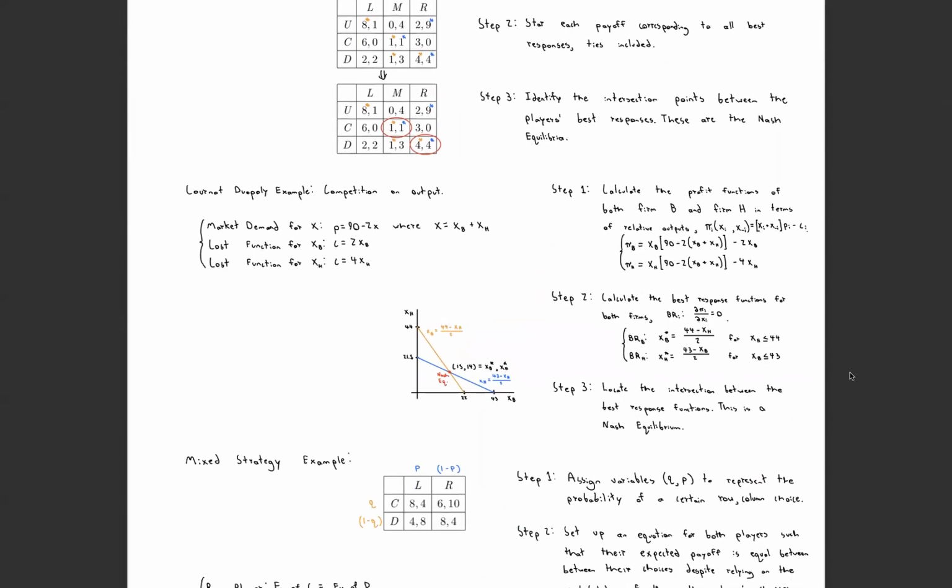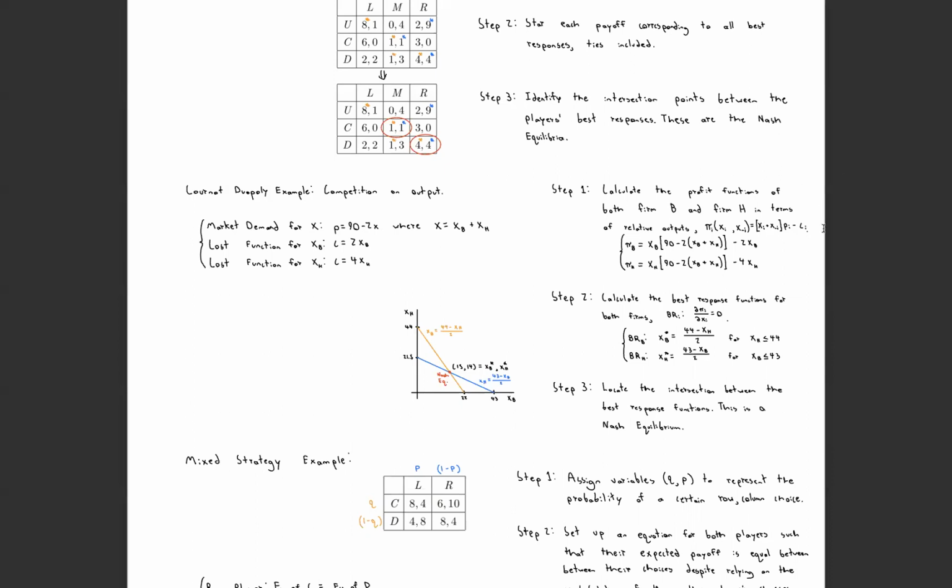Cournot duopoly. So I've got an example of this here, as well as the steps that I would apply to walk through it. So let's say we're given this problem, we get a market demand for X, P equals 90 minus 2X, where we have that restriction, where X equals XB plus XH. Cost function for XB, cost function for XH will be given as well, and you're going to be able to calculate the profit functions of both firm B and firm H in terms of relative outputs.